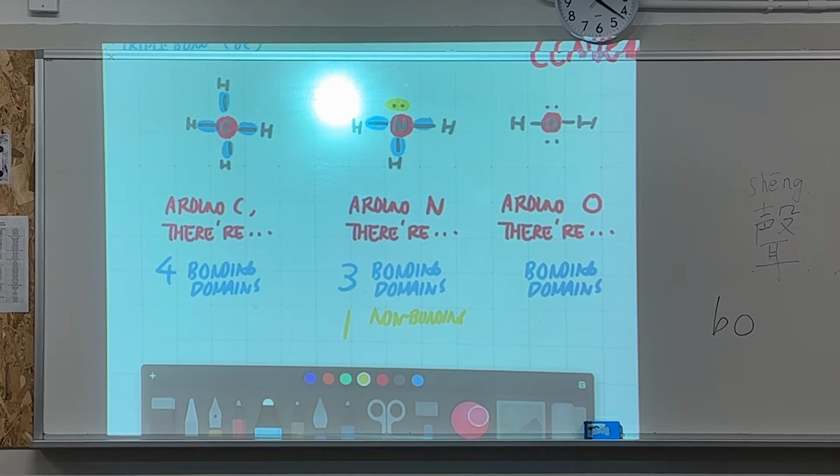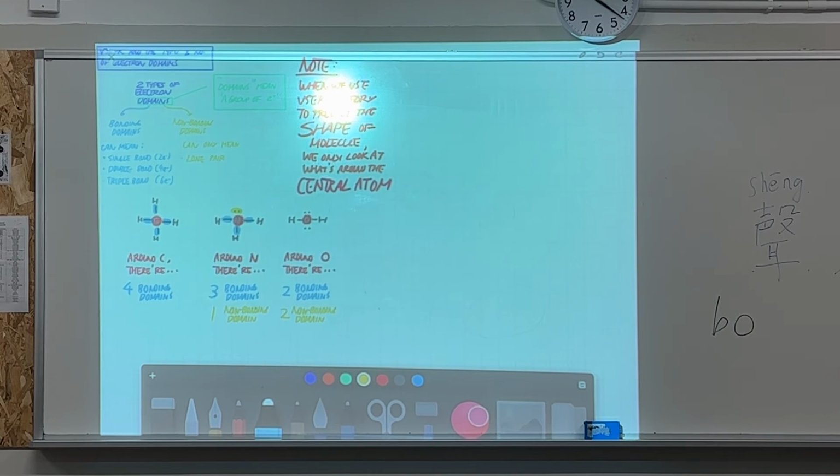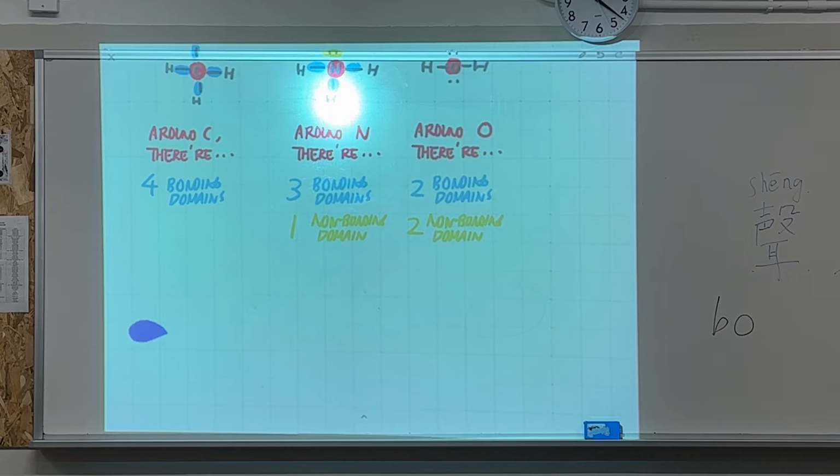What about H2O? 2 bonding and 2 non-bonding. Yes. Okay, so 2 and 2. So that means they all have 4 domains. When you have one domain... when you have two domains, the domains will arrange themselves 180 degrees from one another. When you have three domains, the domains will arrange themselves 120 degrees from one another. 4 will look like this.